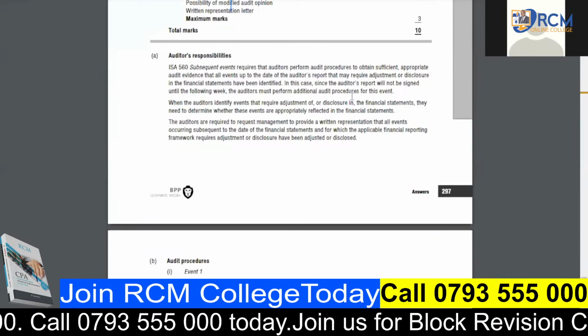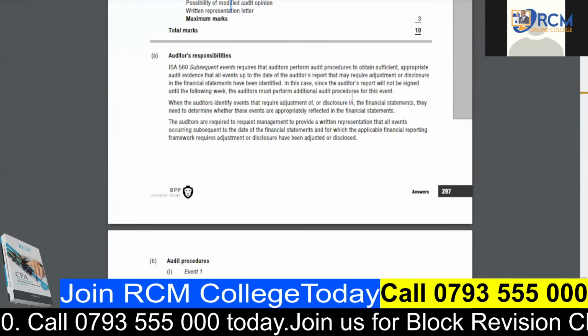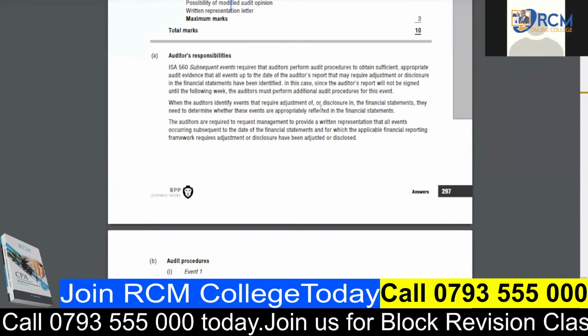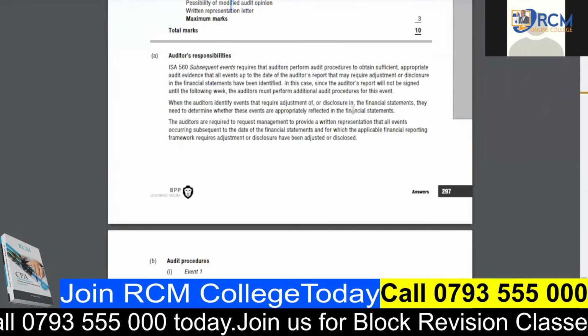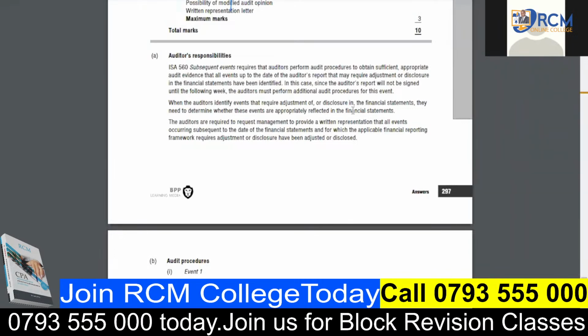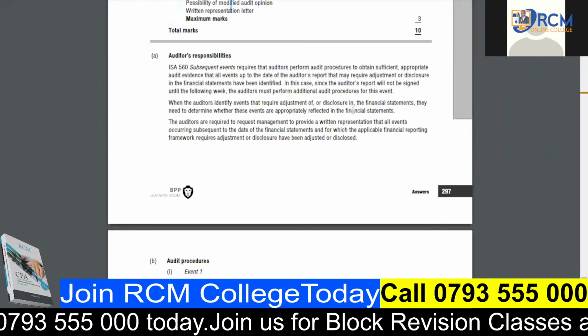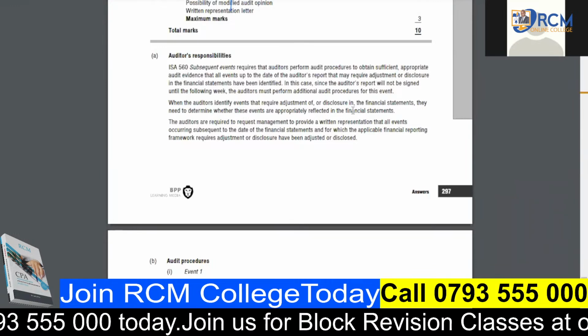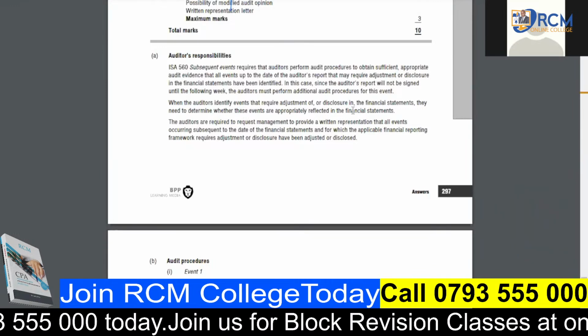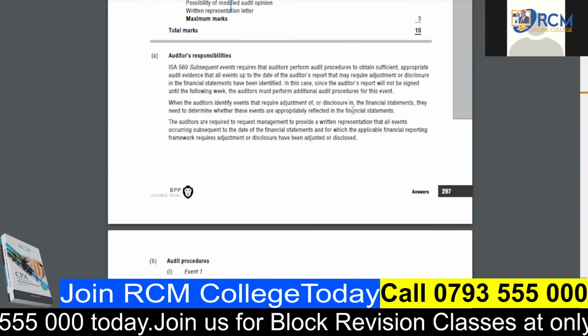In this case, since the auditor's report will not be signed until the following week, the auditor must perform additional audit procedures for this event. When the auditors identify events that require adjustment of or disclosure in the financial statements, they need to determine whether these events are appropriately reflected in the financial statements.